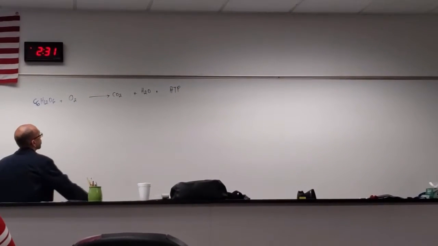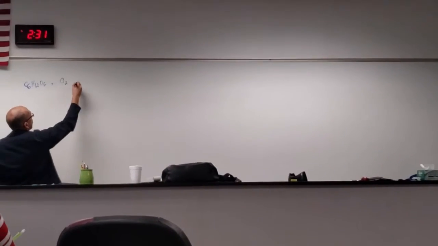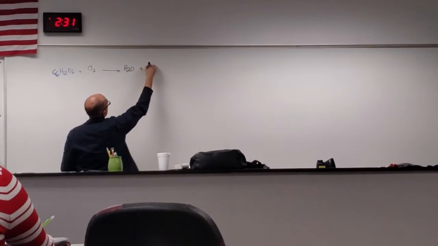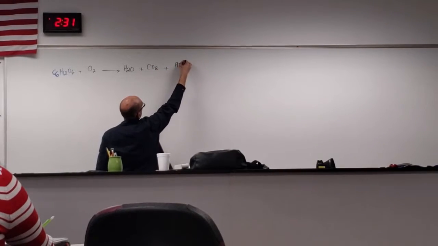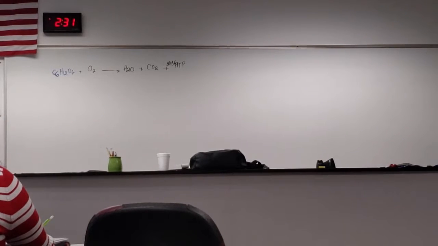So again, what we can see on here, you are breaking down glucose in the presence of oxygen, producing carbon dioxide, water, and energy, ATP. I'm going to be producing 32 to 36 ATP. How are we going to be allowing this reaction to take place? This is what we're going to be discussing in the next 40 minutes.